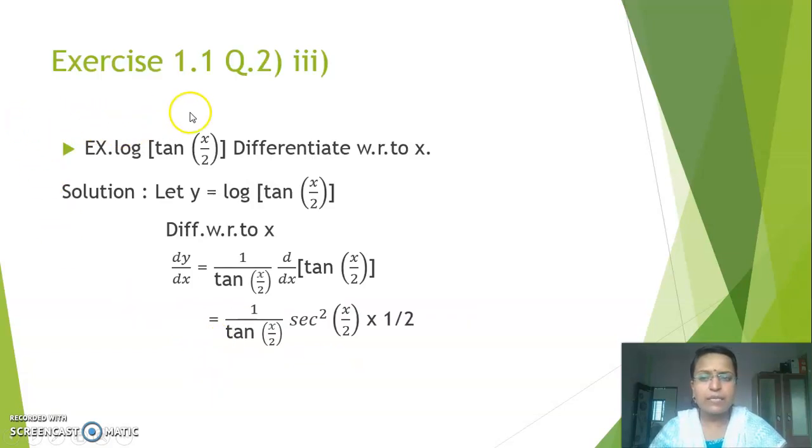Here see some examples of composite functions. Log of tan of x by 2, differentiate with respect to x. Consider y equal to the given function, and differentiate with respect to x. First apply the derivative of log, then the derivative of tan, and then the derivative of x by 2. The derivative of log is 1 upon f(x), where f(x) is tan x by 2, so 1 upon tan x by 2 into the derivative of tan x by 2, which is sec square x by 2 into the derivative of x by 2, which is 1 upon 2.